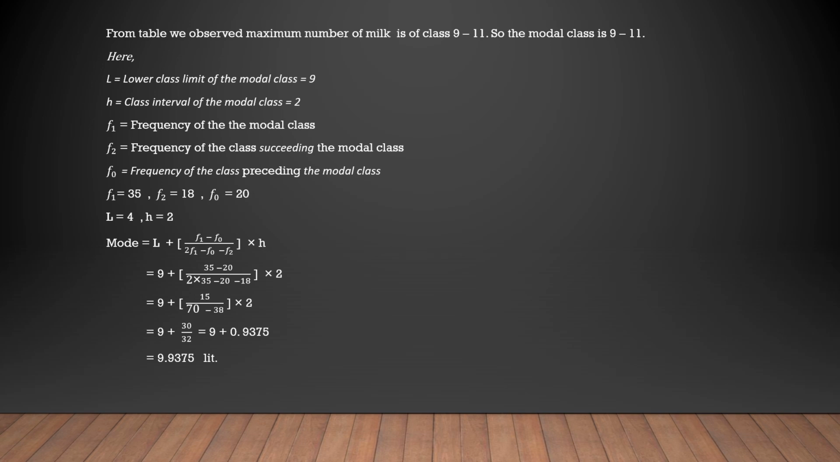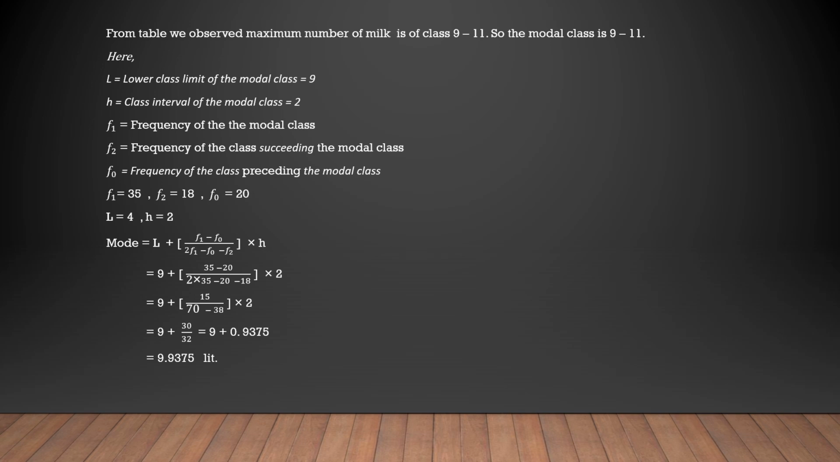2 into 35 is 70 minus 20 minus 18. Minus 20 minus 18 is minus 38 into 2. So 9 plus 15 divided by 70 minus 38 into 2. Then 9 plus 15 into 2 is 30, and 70 minus 38 is 32. So 9 plus 30 by 32.